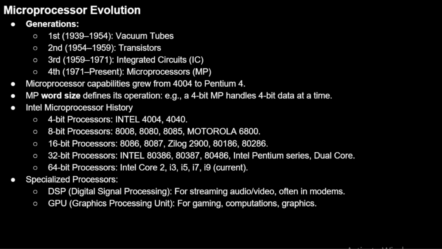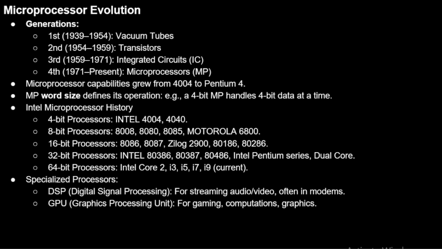Initially, the 4-bit microprocessors were developed by Intel. The examples are 4004, 4040. This 4-bit microprocessor can handle 4 bits of data at the same time. Next comes the 8-bit. Some of the examples are 8080, the popular one, and 8085. After that, 16-bit processors were developed. The most popular are 8086, 8087.